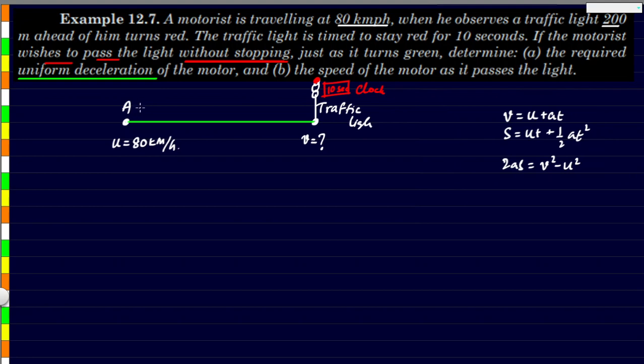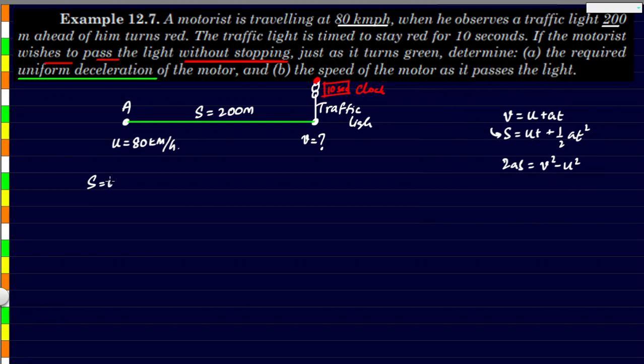So first, of course, we need to find the uniform deceleration. We have the initial velocity, and of course we have the distance as well. So the distance here is 200 meters. So we have initial velocity, we have the distance, we have the time. So this equation is most suitable for that. Let's go ahead and use that equation to find the acceleration.